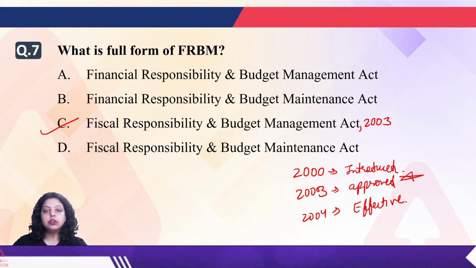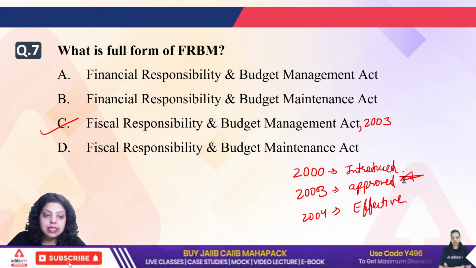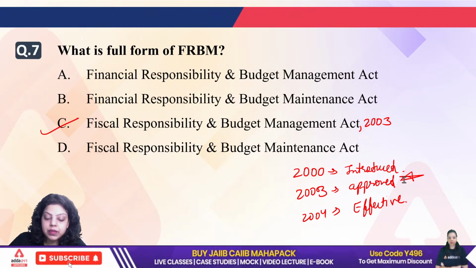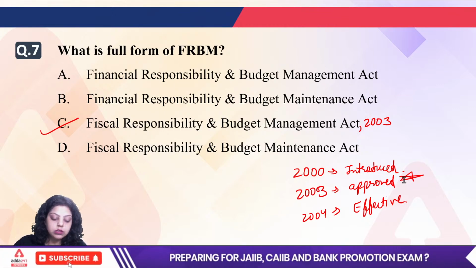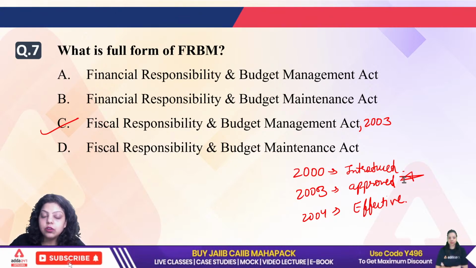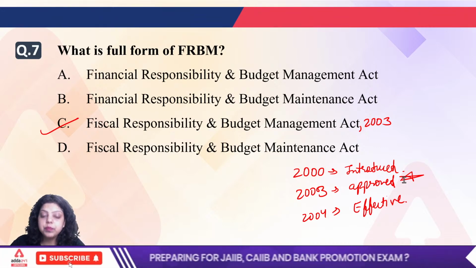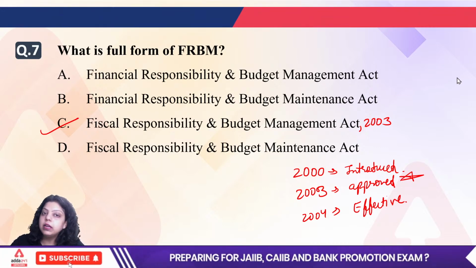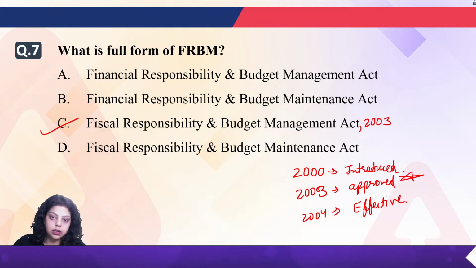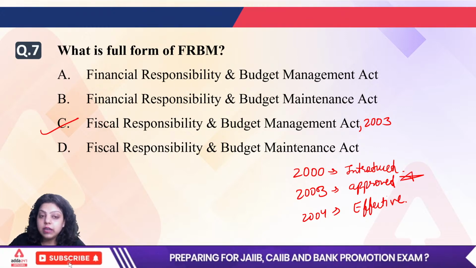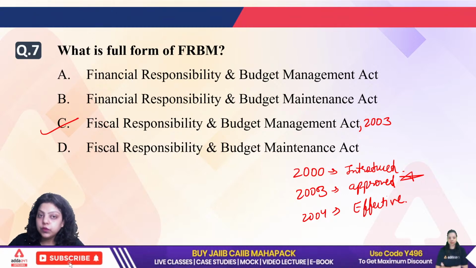Okay, and why have we introduced this FRBM Act? First of all, the reason behind introducing FRBM Act was to maintain the financial discipline or to reduce the deficits of the government. So FRBM Act was introduced to maintain the financial discipline in the country and to reduce the different deficits of the government, which is fiscal deficit or revenue deficit. After that, we wanted to give the flexibility to Reserve Bank of India to deal with the inflation in the country. So these are the three purposes because of which FRBM Act was introduced and approved in the year 2003, but effective from 5th of July 2004.